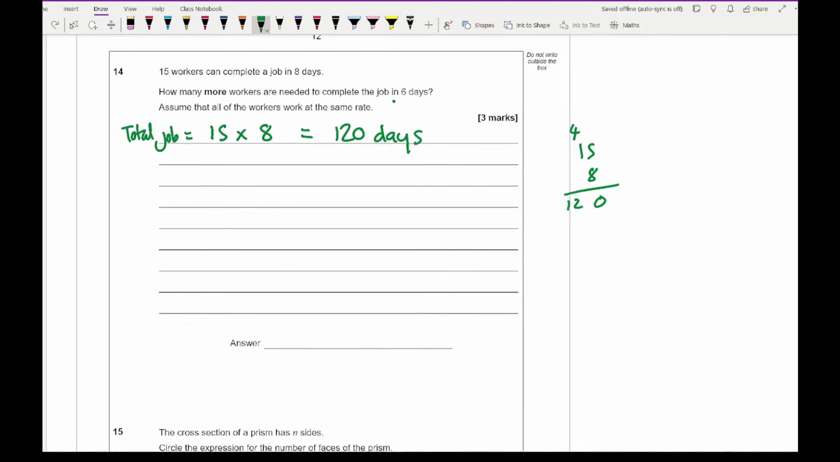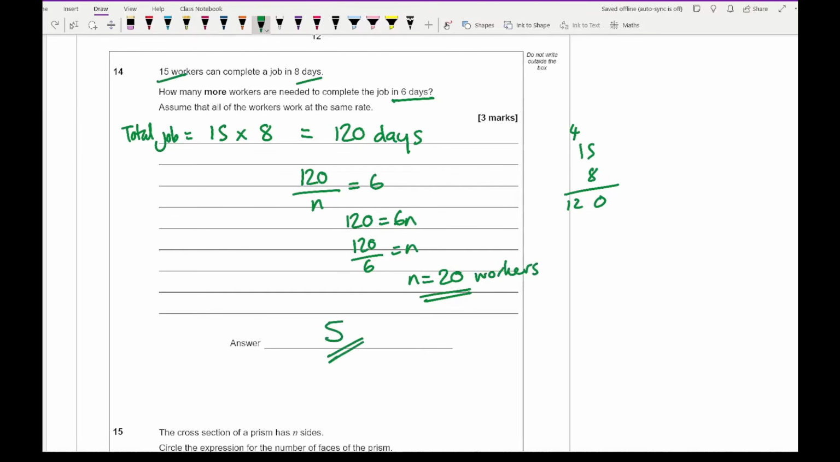So if I need to complete it in 6 days, I need to do 120 divided by a number equals 6. So doing a bit of rearranging, 120 equals 6n. 120 divided by 6 gives me n, and so n equals 20. So how many more people are needed? Well, I've got 15. I need 20 workers to complete it, so I'm going to need 5 more workers.